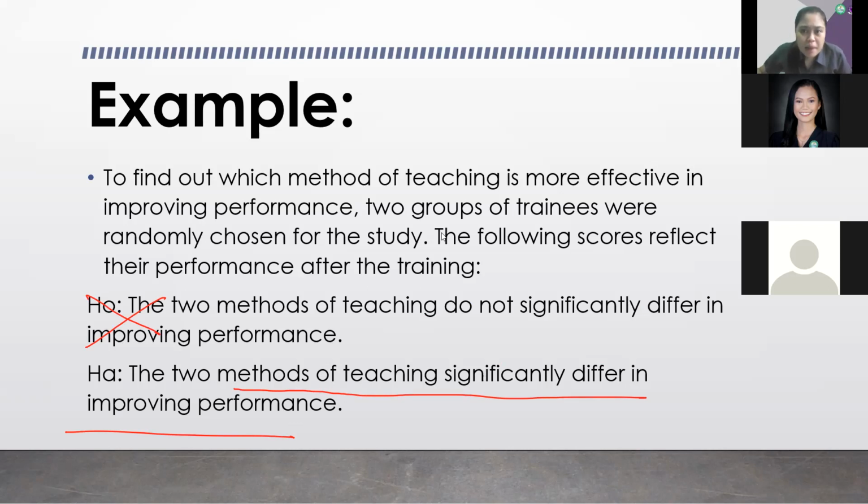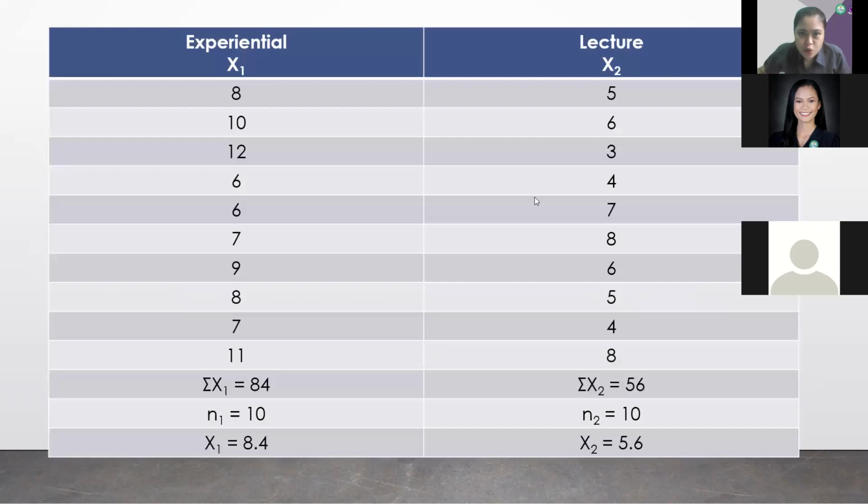And how will we know, since it says here that there is a difference, which one improved more? Actually, what we will look at is the mean. The mean of the experiential is 8.4 and the mean of the lecture is 5.6. And according to statistics, there is a significant difference between the two, a difference in improving the performance. But since there is a difference, which one improved more?